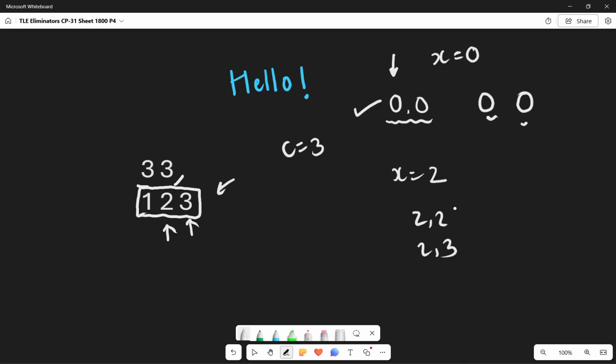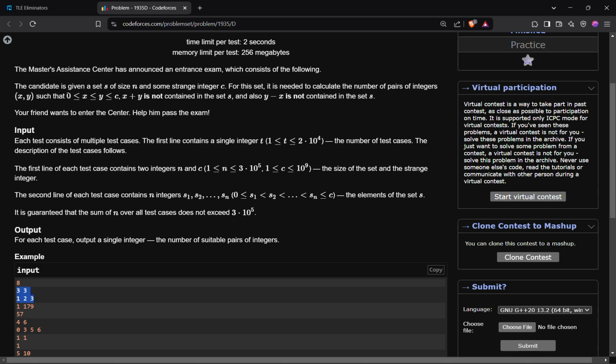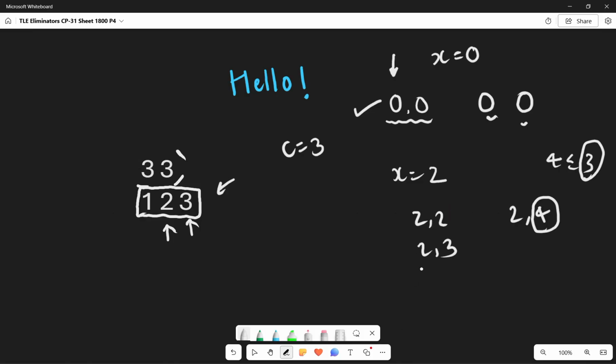Yep, because we can't take 2 comma 4 as 4 is not less than or equal to 3. Basically this 3 is the c. It is stated clearly in the question that c is at least as big as y. Okay, so for the pair 2 comma 2, their addition is 4, their subtraction is 0, both of these elements are not in the set, so we have found a candidate pair for our answer.